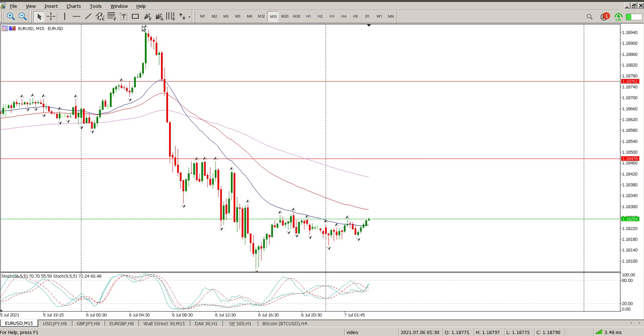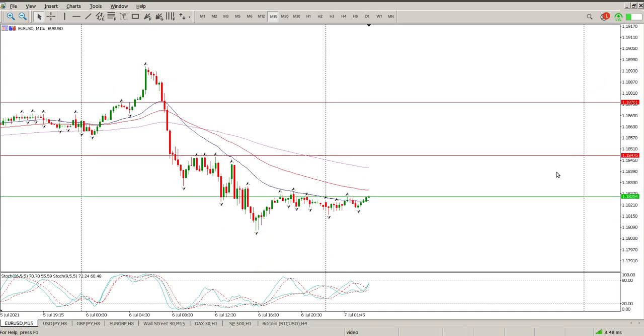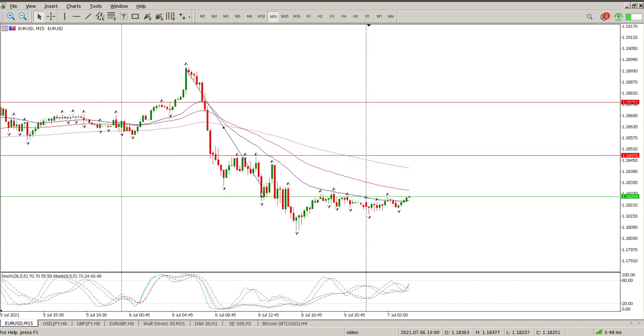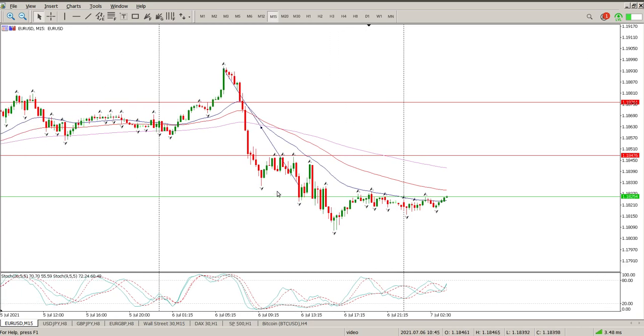And then you'll have a measured move of this entire move down, sort of like this. It'll be something like that. Not like that. Something like that.